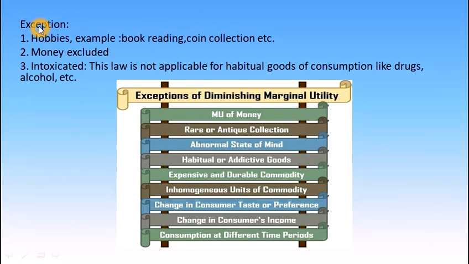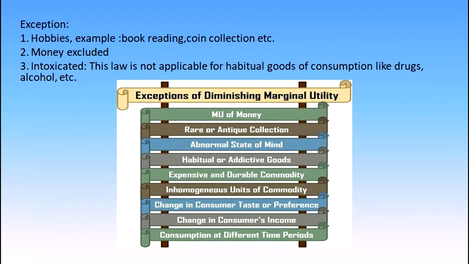Now we quickly move on to the exceptions. There are several exceptions of the law, that means the cases where the law of DMU is not applicable. The law of DMU is not applicable in cases of hobbies, like reading books. If you like a book, you keep on reading again and again, so the marginal utility will not fall. In the same way, with collection of coins, the marginal utility will not fall. Money is excluded. We are never satisfied with money, so the marginal utility of money can never fall.